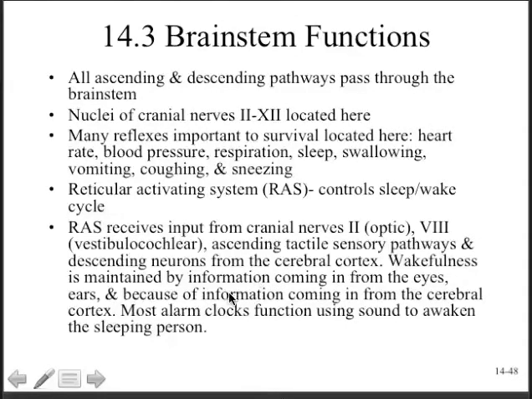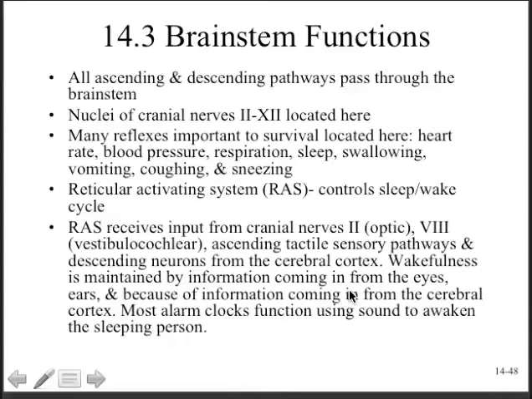Wakefulness is maintained by information that comes from the eyes and the ears. Because of this information coming from the cerebral cortex, most alarm clocks function using sound waves to awaken somebody who's sleeping. Remember that there's a couple of areas of the brain that determine when we should be active and when we shouldn't be. The reticular activating system essentially allows the thalamus to let stimuli get to the level of the cerebral cortex. At the same time, you have to remember that the pineal gland has a role via the secretion of melatonin. So the endocrine system also has some effect here.